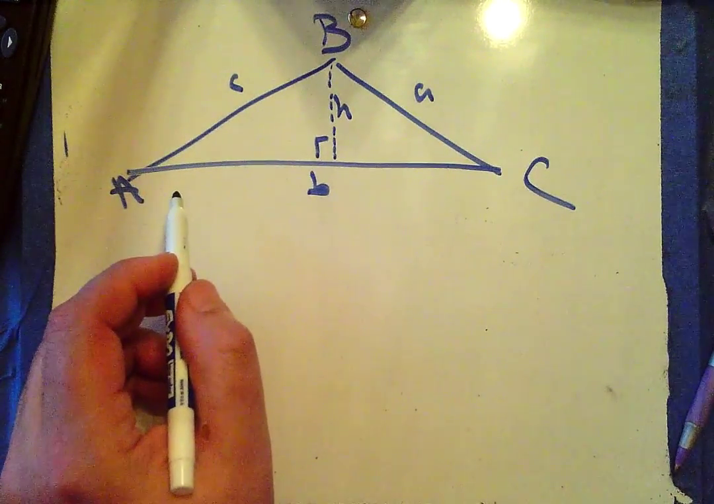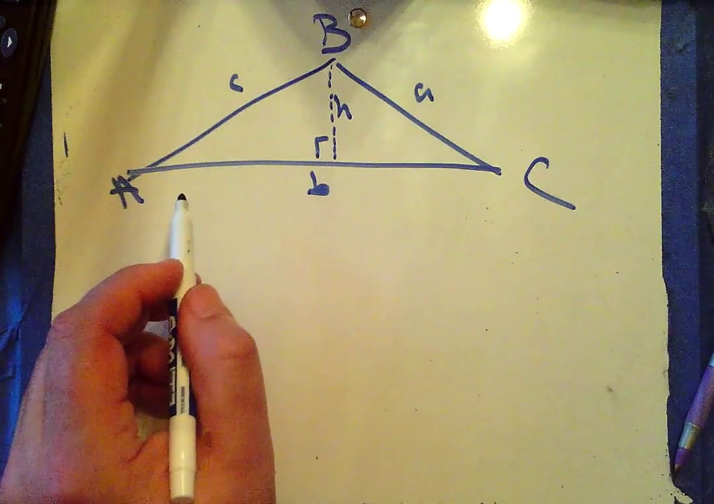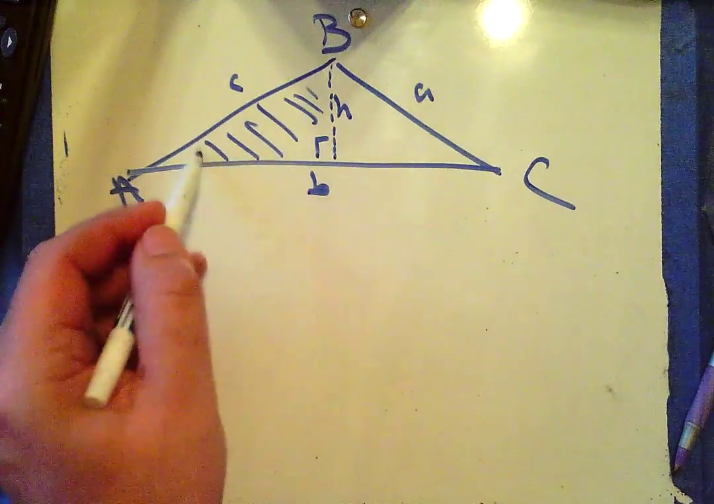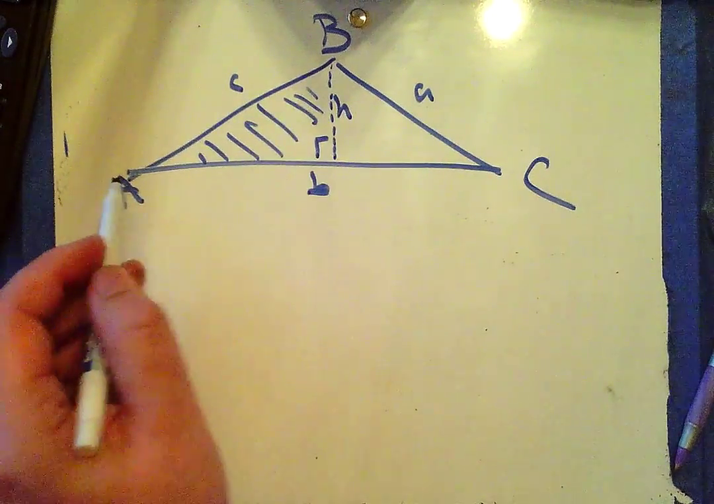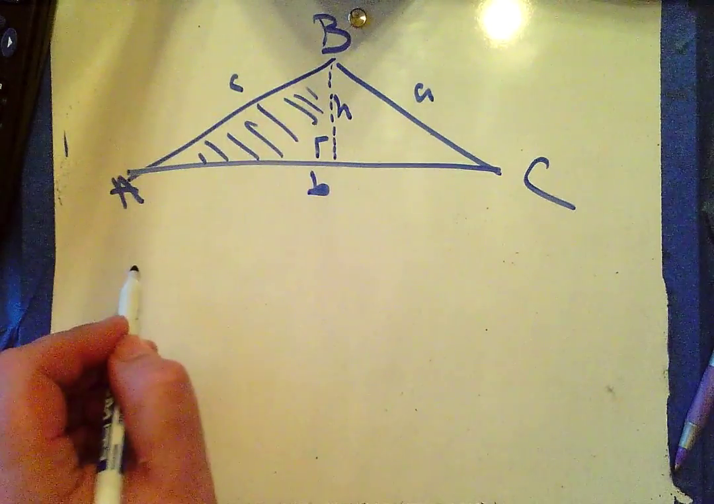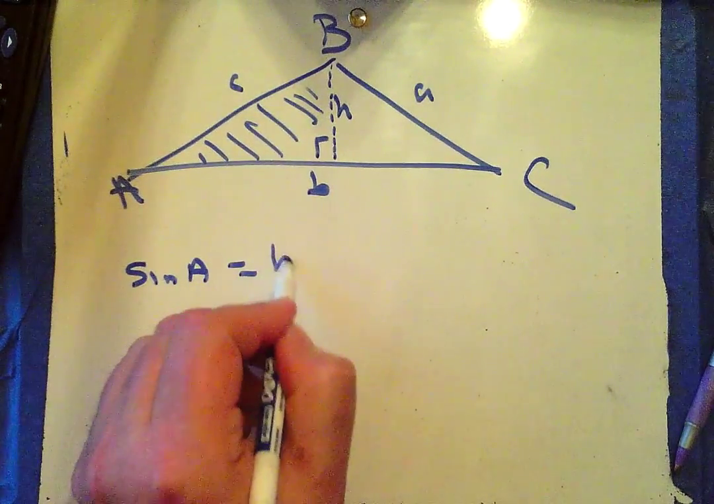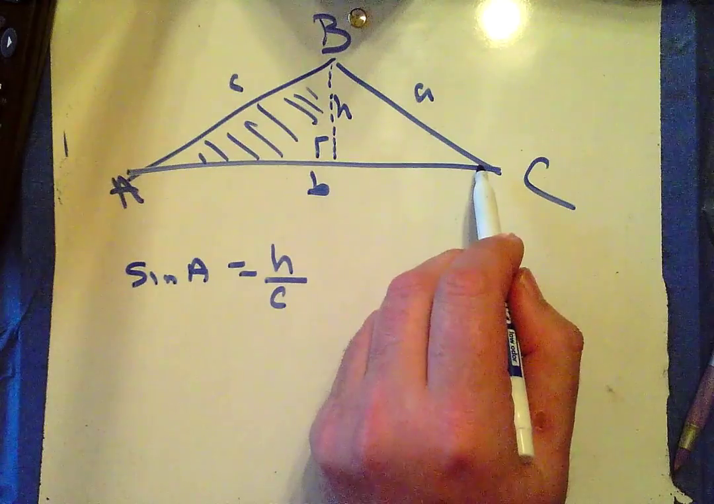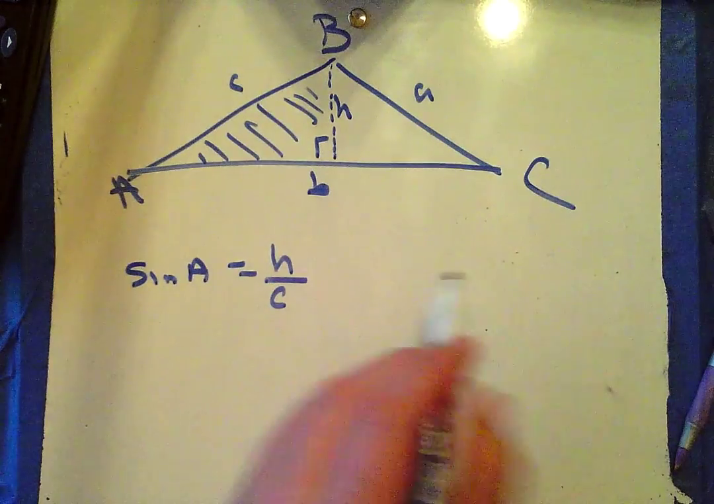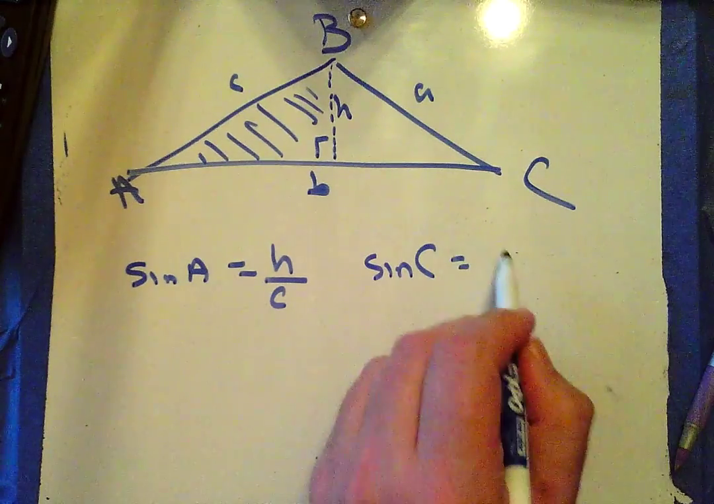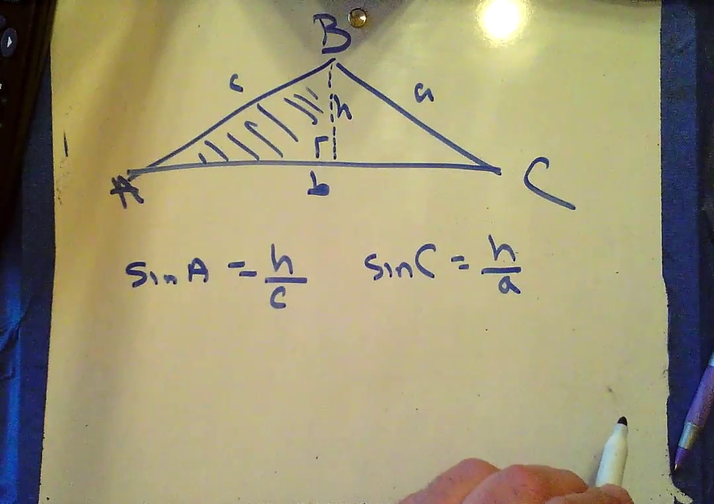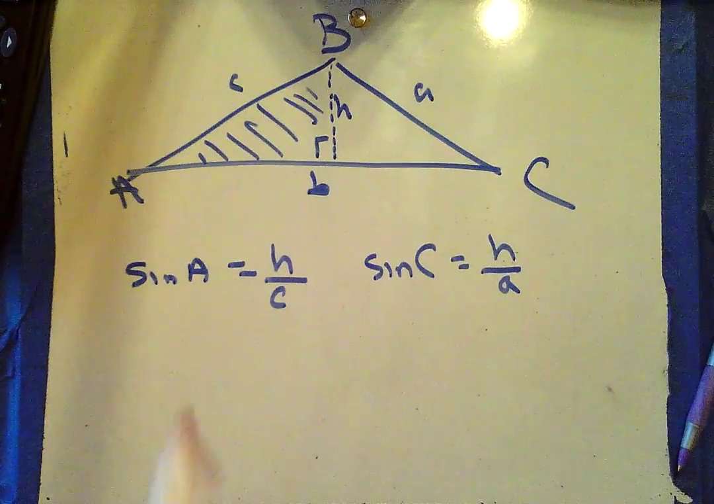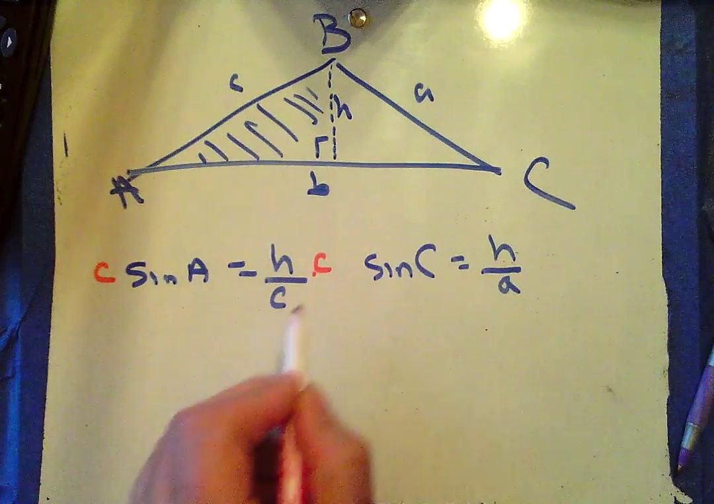Well, I've got this triangle here and this triangle here, and I see opposite and hypotenuse. And so I could say that the sine of A is h over c. I could also come from this side and see opposite over hypotenuse and say that the sine of C is h over a. Now, what I'd like to do with each of these equations is solve each equation for h. And to do that here, I'm going to multiply both sides by c.